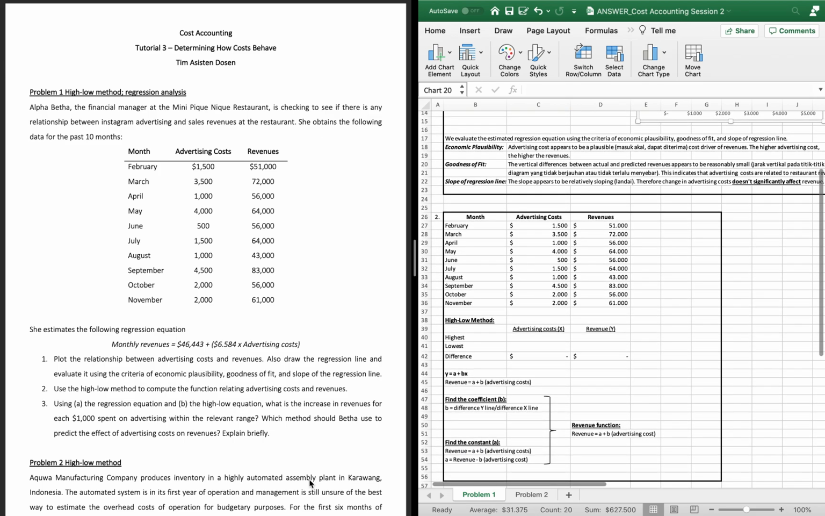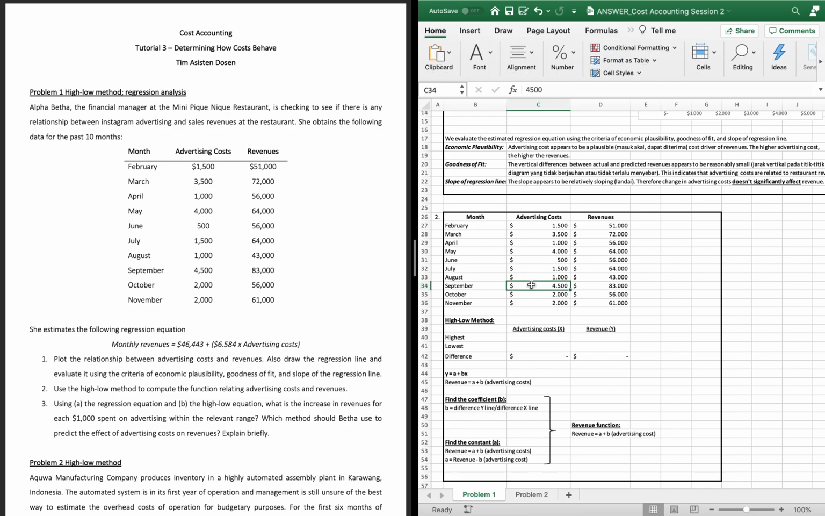Moving on to the second one, use the high-low method to compute the function relating advertising cost and the revenue. Here we have the data for February to November. So we're gonna identify which one is the highest cost driver and the lowest cost driver. For the highest cost driver, it is 4,500 advertising cost in September. So this is the highest. And for the lowest is $500 advertising cost in June.